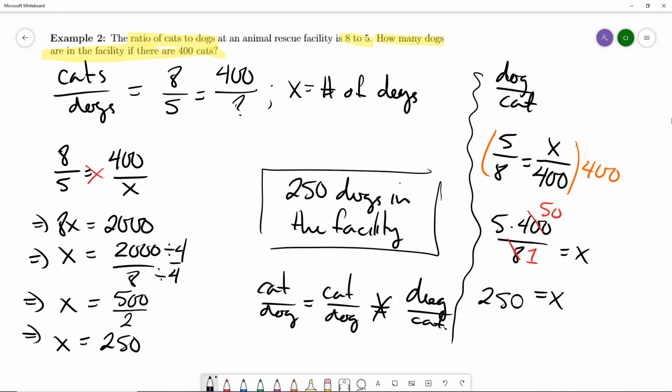So as you can see, you still get the same number. Again, I just want to emphasize when you do proportions, it has to be the same.